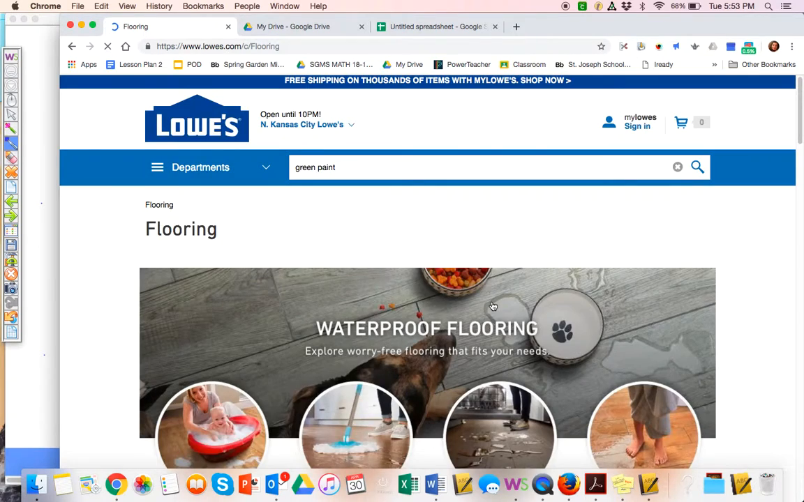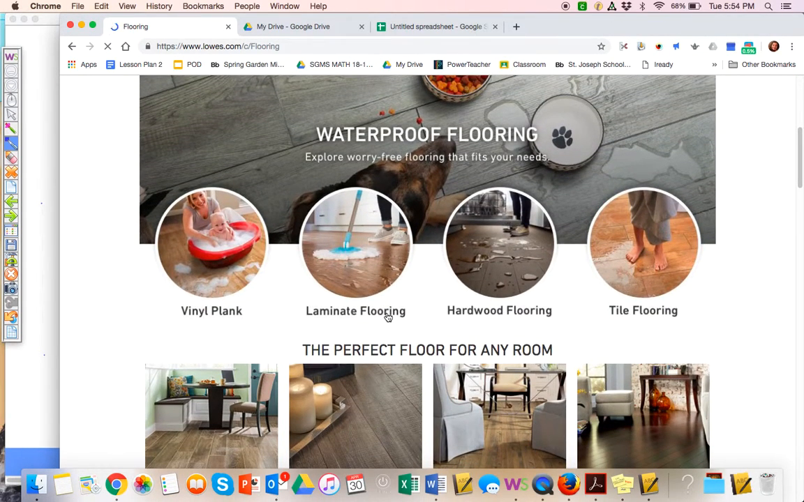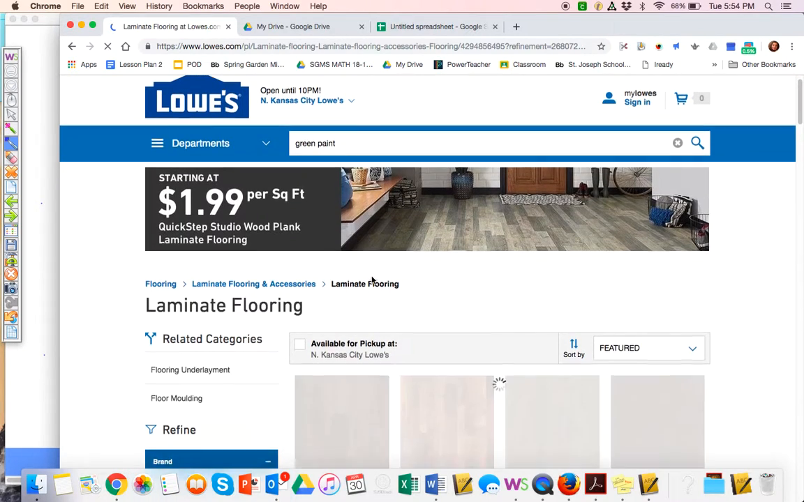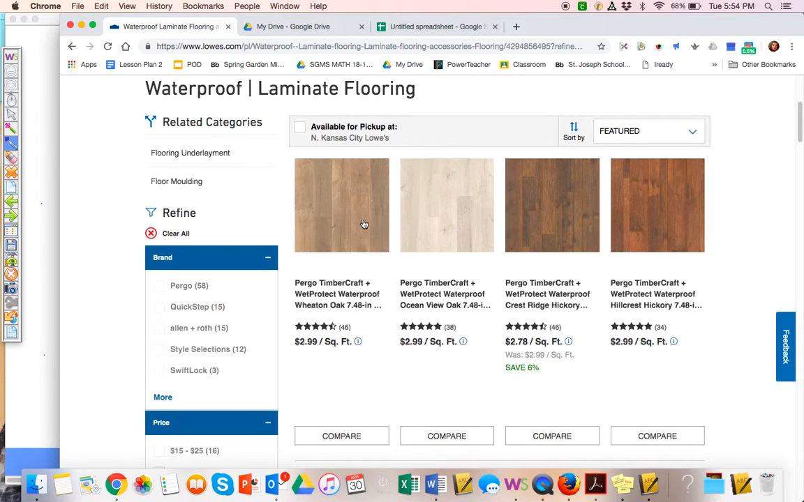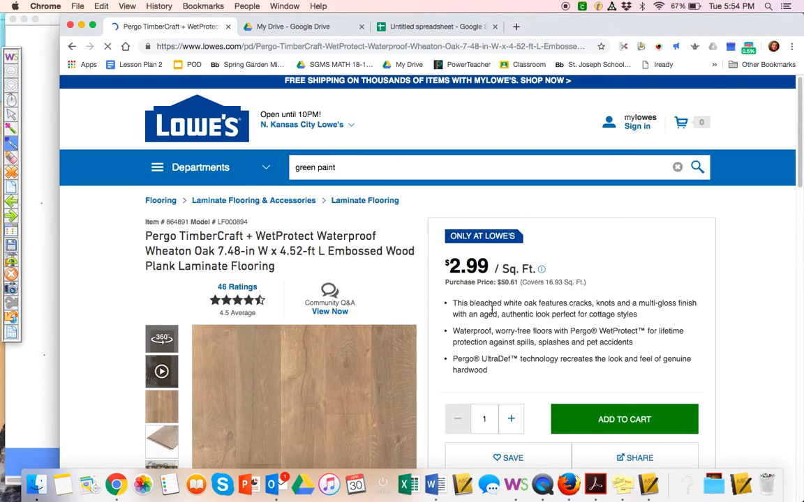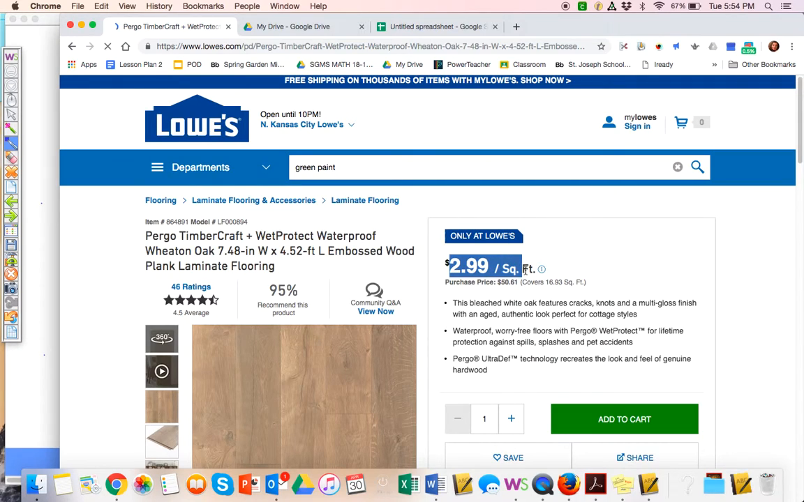You can pick whatever flooring that you want. So if I pick the laminate flooring, wait while it loads, and say I choose this particular floor. So I talked about it in class a little bit yesterday, but this price right here, this is not the price that we're going to use. We have to look right here where it says purchase price, $50.61, and then we have to look at how much does it cover. Okay, so we're going to round that up to 17 square feet.